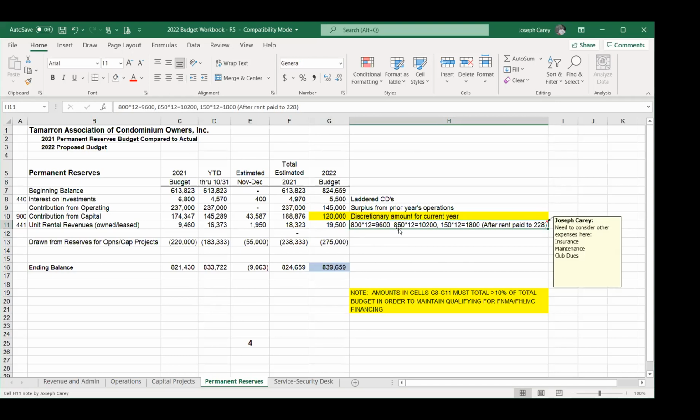And I made a note here, and I don't know if we've looked at this yet, but we need to consider other expenses here, like insurance, maintenance, and club dues. Have we deducted that from that 19.5 yet? Those rents have got to be net after expenses, right?